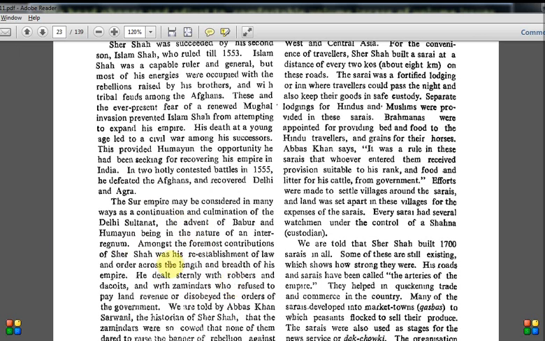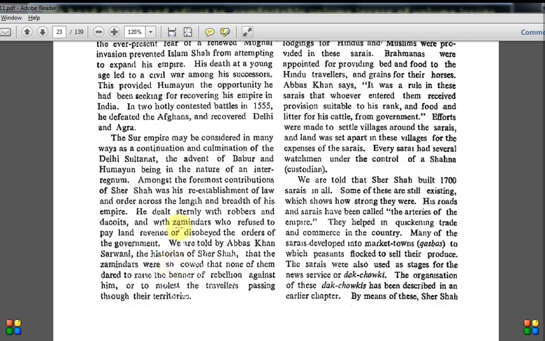Now, amongst the foremost contributions of Sher Shah was his re-establishment of law and order across the length and breadth of his empire. He dealt sternly with robbers and dacoits and with zamindars who refused to pay land revenue or disobeyed the orders of the government. We are told by Abbas Khan Sarwani, the historian of Sher Shah. So this is also again one statement UPSC can ask, like Abbas Khan, or match the following they can put. One side Abbas Khan Sarwani and the right side will be Sher Shah, like historians and rulers.